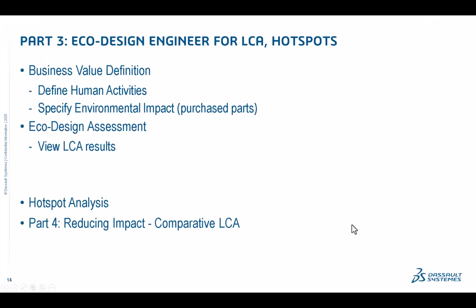To wrap up, in part 3, we saw how to use Eco Design Engineer to perform a life cycle assessment in order to find the hotspots within a product, process, or service. We used the application business value definition to define the human activities, and in one example, to specify the environmental impact. You remember we specified that the hand crank lever itself had a carbon footprint of 4 kilograms of CO2 equivalent. Then we used eco-design assessment to view the LCA results and see the hotspots within our design. And again, we are performing hotspot analysis.